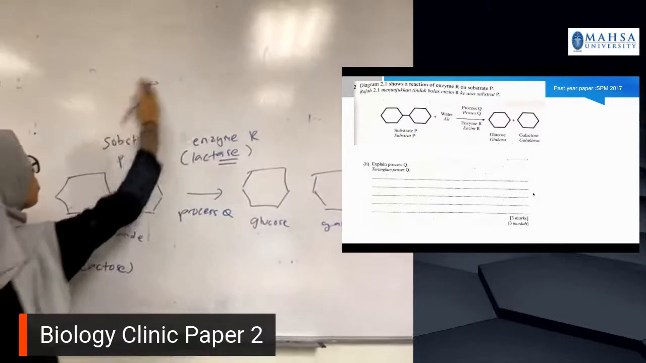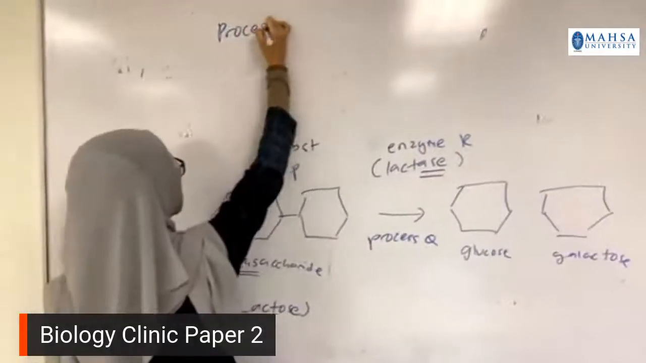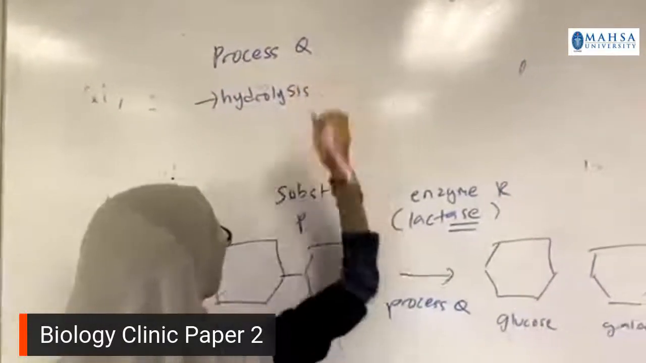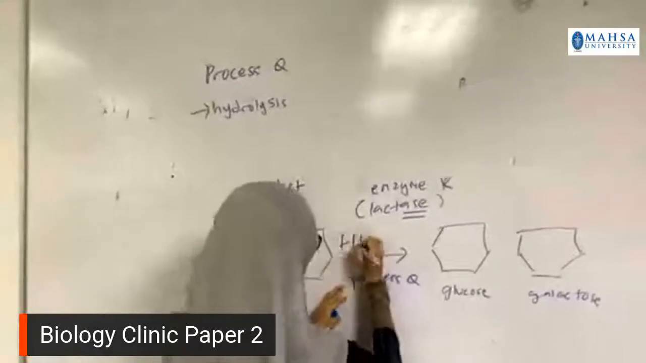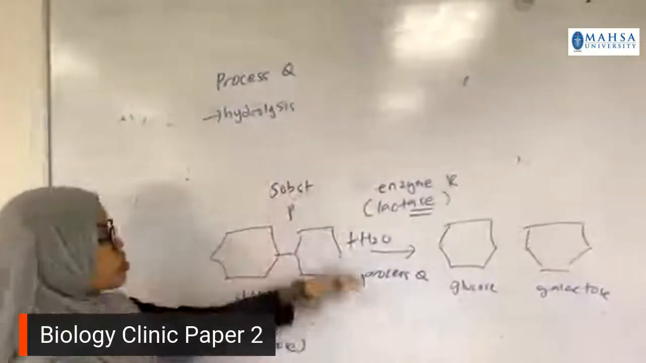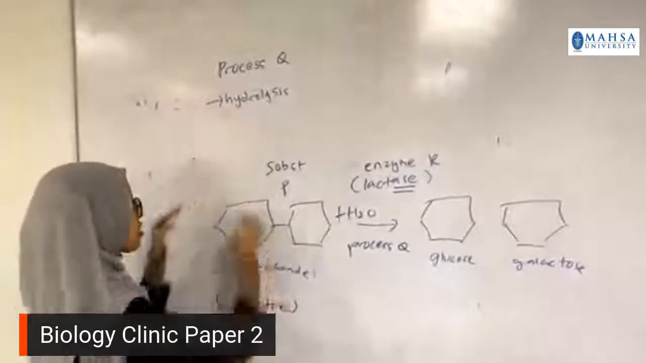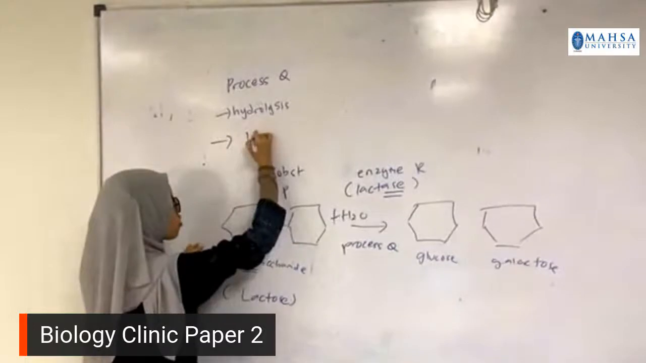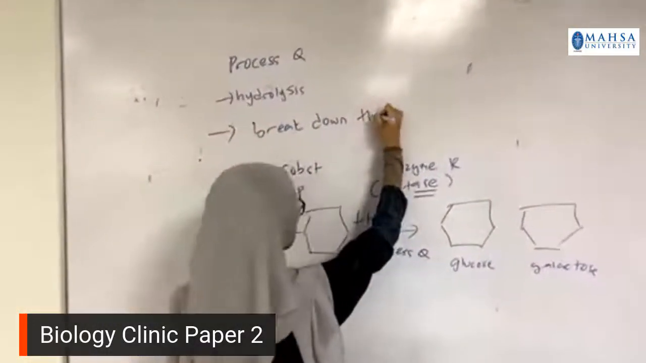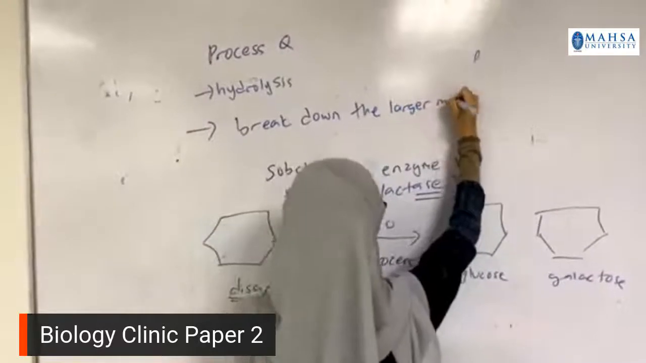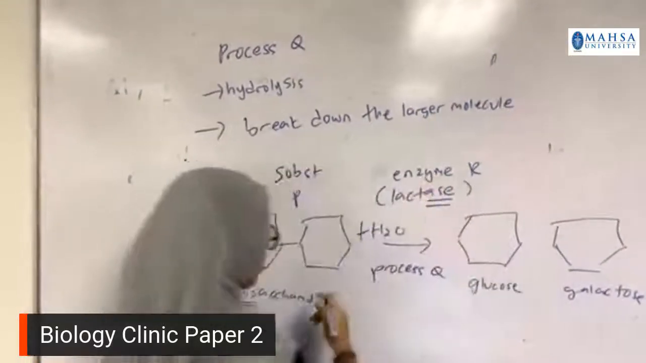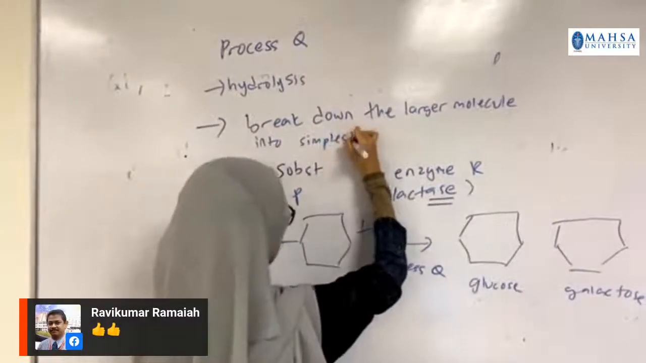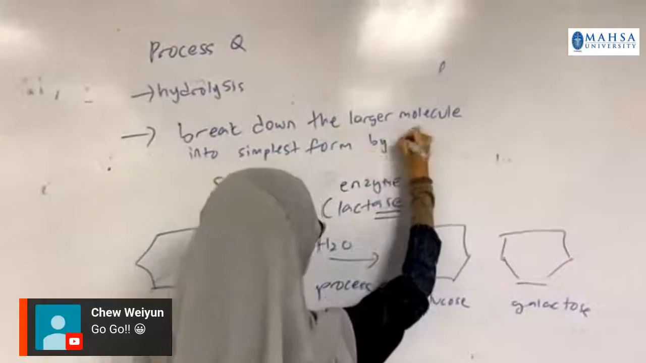Okay, you need to explain what is process Q. So actually, process Q is the hydrolysis process. This means don't forget to add water over here. So process Q is hydrolysis. What is hydrolysis? Basically, hydrolysis is a chemical reaction where it breaks down the larger molecule into the simplest form by adding water.